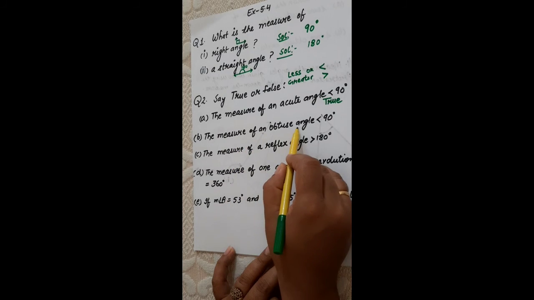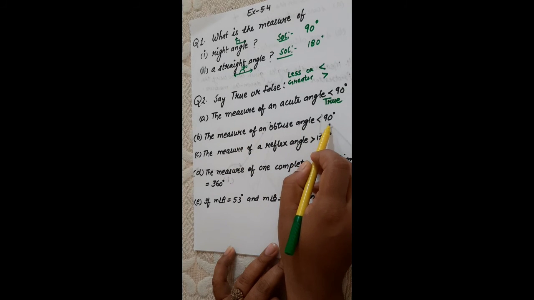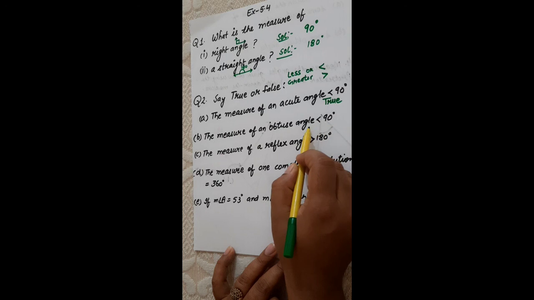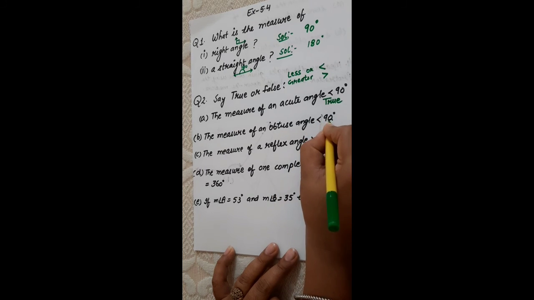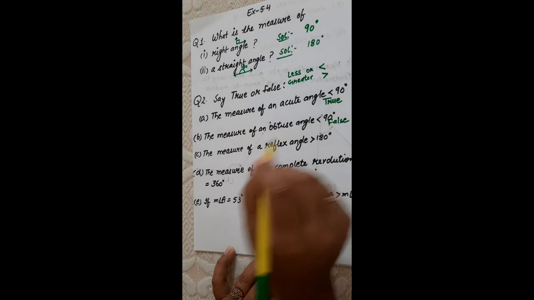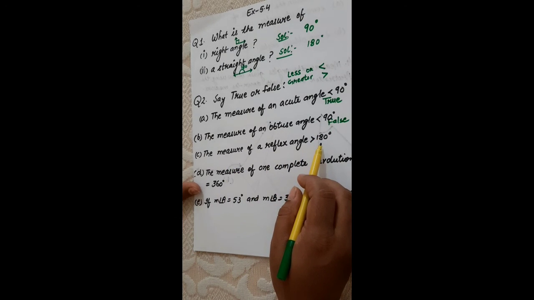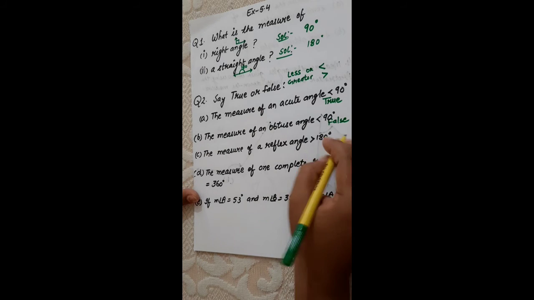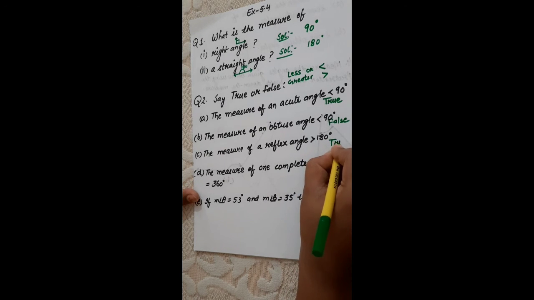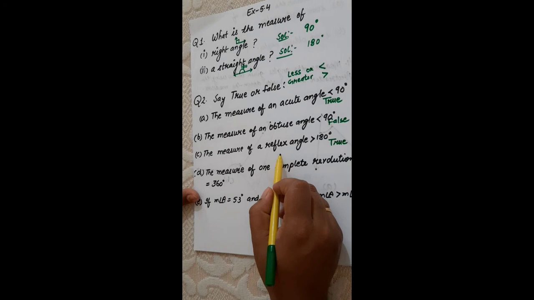The measure of an obtuse angle is less than 90, but we know that the measure of an obtuse angle always lies between 90 degrees and 180 degrees, so this is false. Then C part, the measure of a reflex angle is greater than 180 degrees, and this is true because a reflex angle is always greater than 180 degrees but less than 360 degrees.